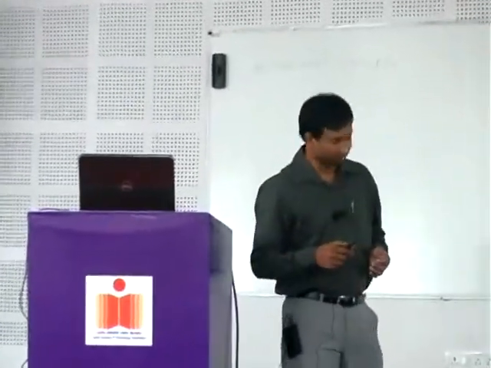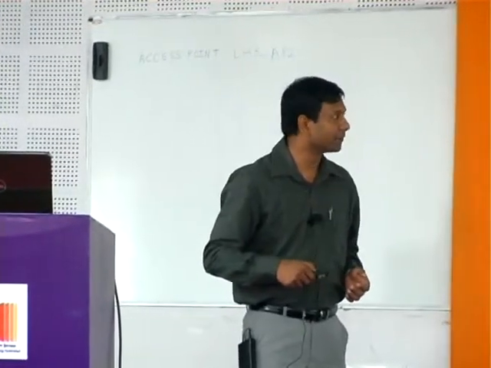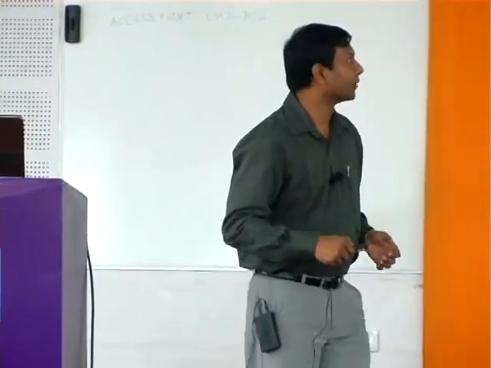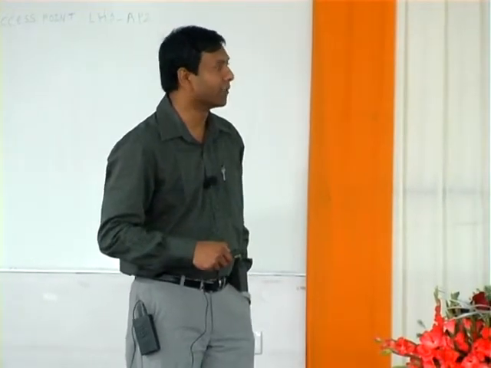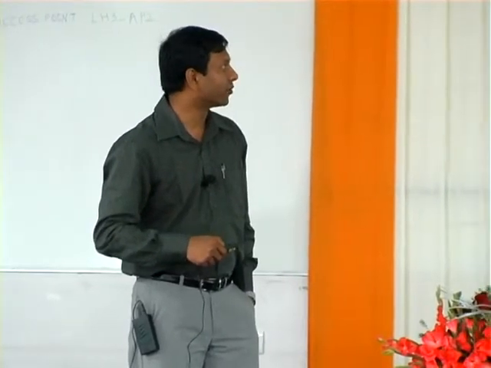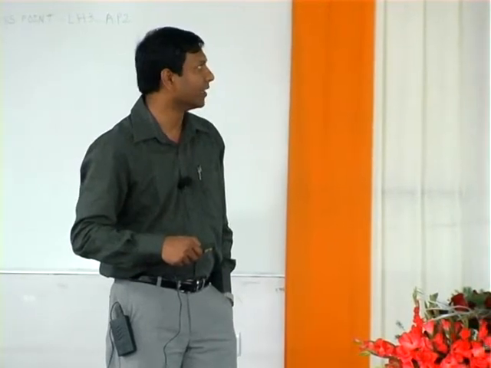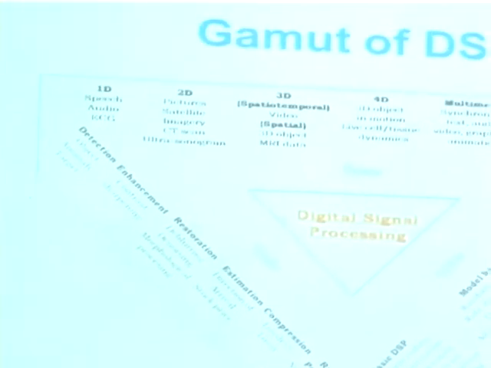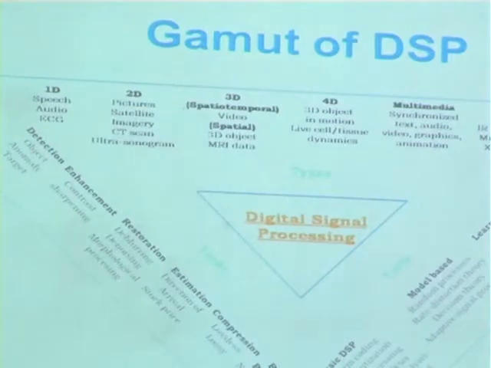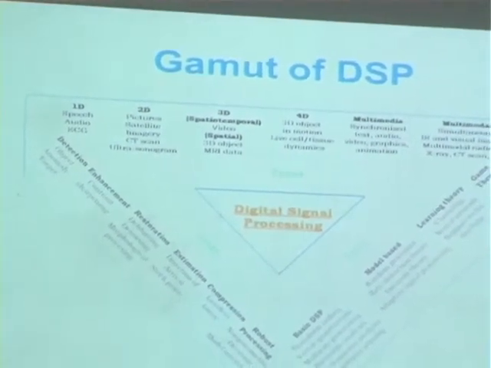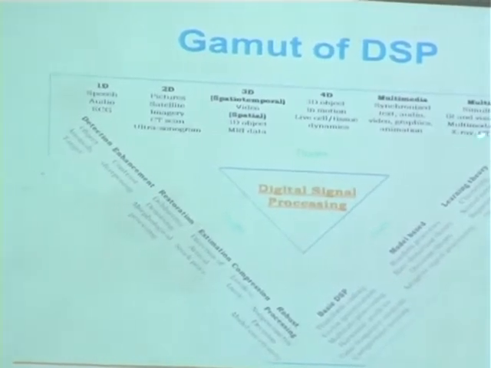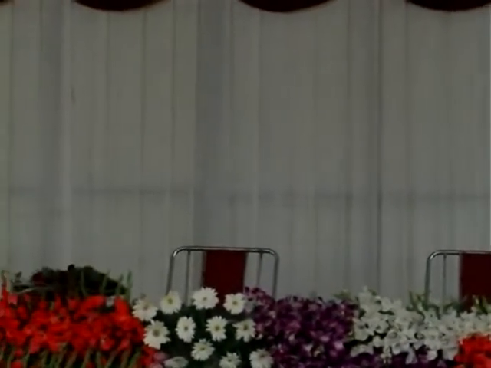So let's first look at the gamut of DSP. There are three things involved: the type of signals, the tasks we do, and the tools that are available. If you look at DSP signals, they're extremely varied. They could be one-dimensional, two-dimensional, three-dimensional: speech, audio, pictures, images, satellite imagery, video, which is spatiotemporal, or 3D objects, and 3D objects in motion. Then there is multimedia, which is synchronized media of different types, like text, audio, video, then multimodal signals, where the same object or scene is imaged or acquired with different modalities. Probably the most easily recognizable are X-ray, CT scan, MRI of the same organ and tissue to detect an anomaly, which the doctors do.